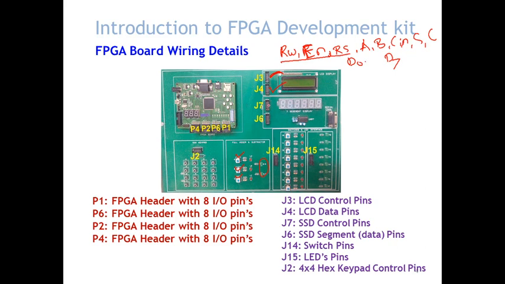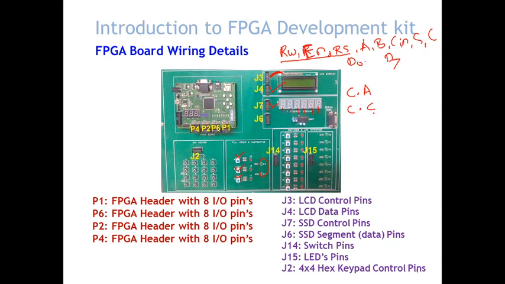Then this J7 header is connected for controlling the 7 segment display. So what is the controlling of a 7 segment display? If you know the theory of the 7 segment display, each 7 segment display comes in a configuration of common anode or common cathode. To control the on off functionality of this 7 segment display, either the common anode has to be connected to the VCC.